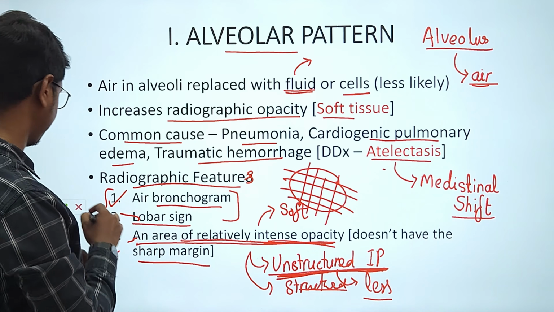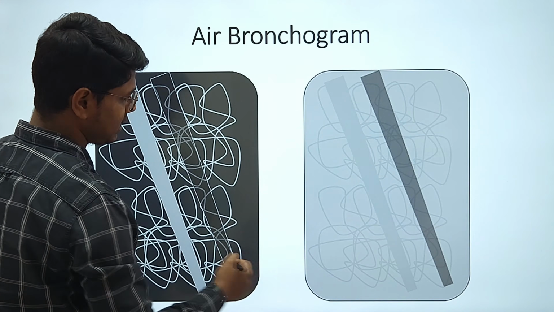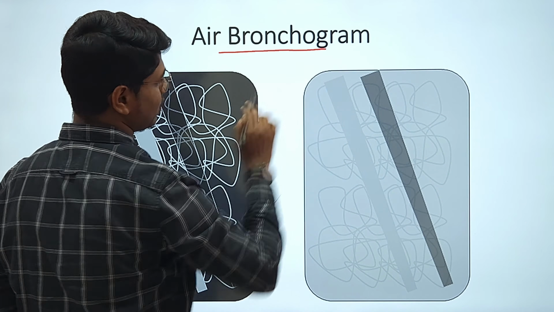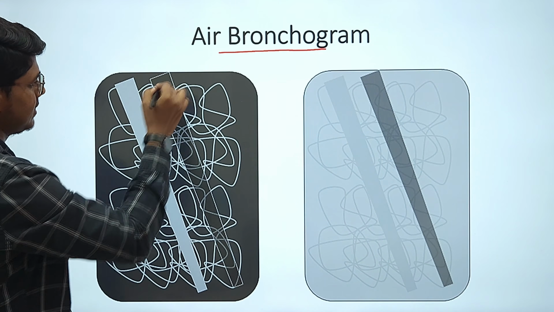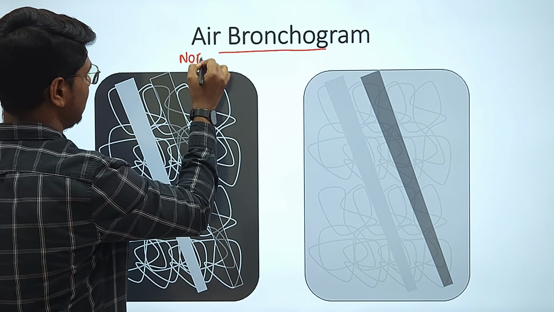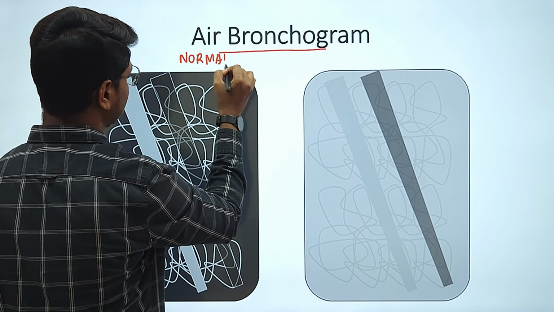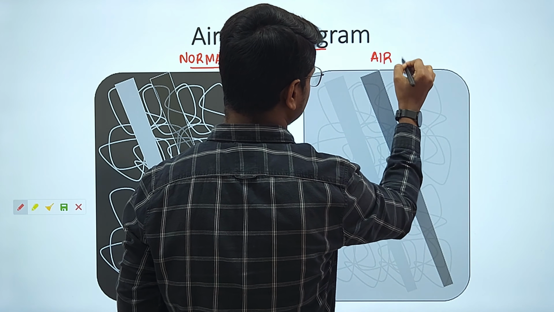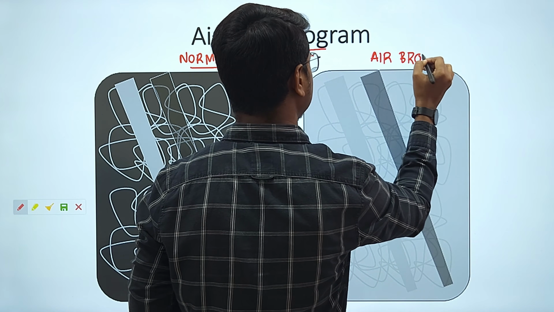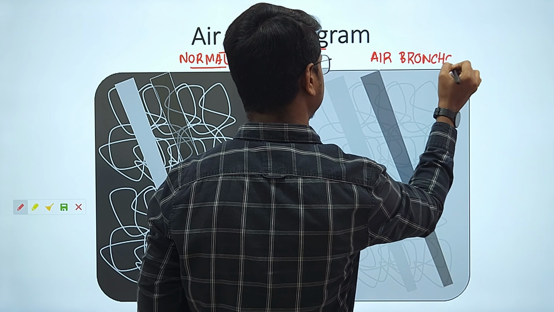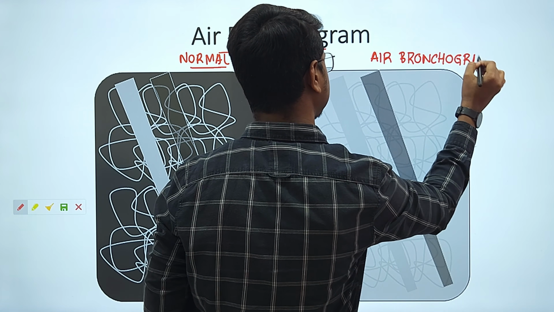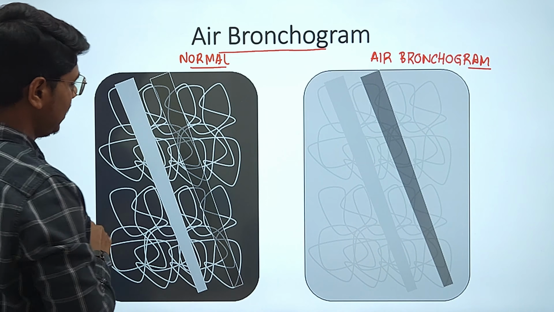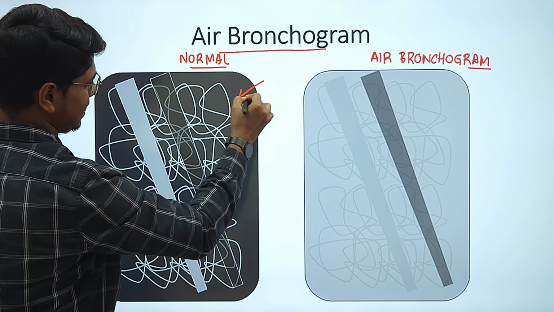We will see the radiographs also. Now let us go to how this develops, particularly the air bronchogram, how it develops. So here this one is a normal radiograph, while this one is the air bronchogram radiograph, or abnormal air bronchogram. So how does this develop? Now in the normal one, notice these things. Here this black portion is basically the alveoli.